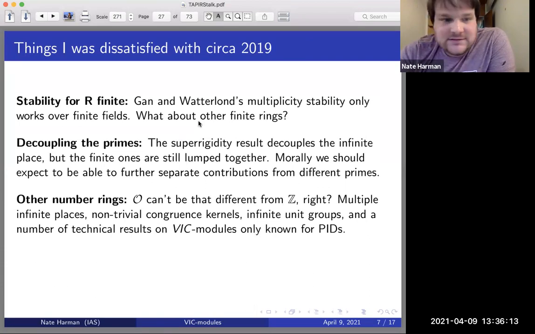There are a lot of things that screw up if you just try to run the argument that I had. For one thing, you now have multiple infinite places. You have more than one way to embed your ring in the complex numbers. The congruence subgroup property doesn't hold on the nose. There's something called a congruence kernel, which means that not every quotient is of the form GL_n.